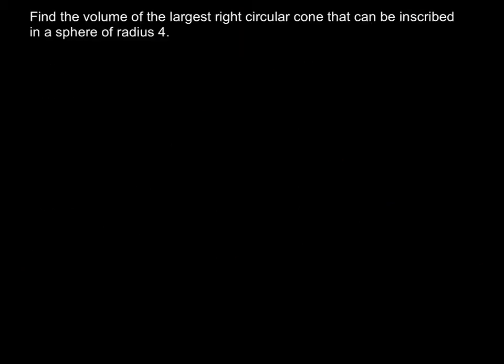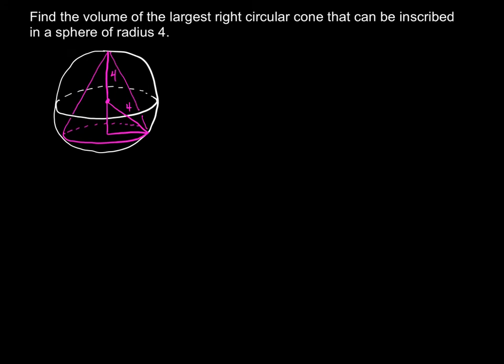Find the volume of the largest right circular cone that can be described in a sphere of radius 4. So first I want to get a picture of here of what that would look like. So you can see a picture here. This is a sphere in white with an inscribed cone, and the sphere has a radius 4.